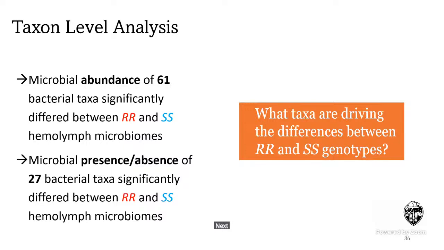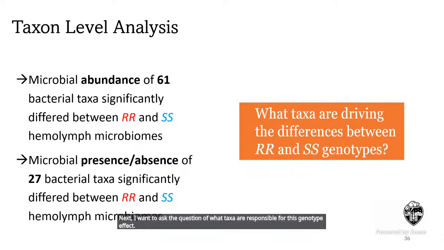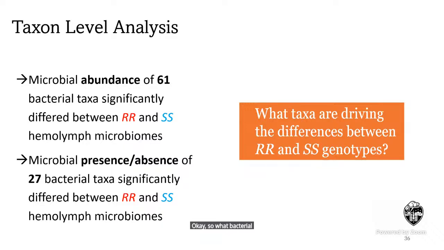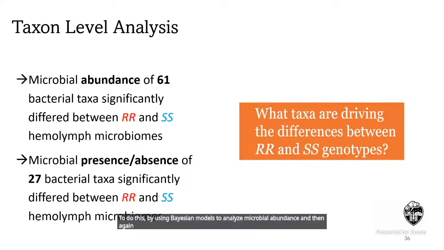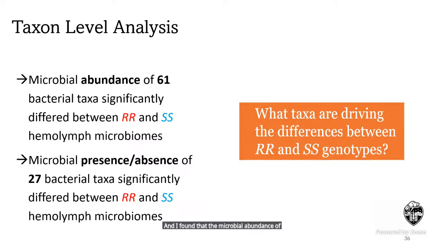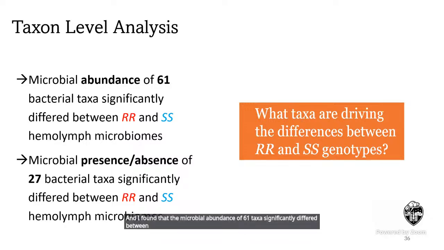Next, I wanted to ask the question of what taxa are responsible for this genotype effect. So what bacterial taxa are very different between the resistant and the susceptible snails? To do this, I used Bayesian models to analyze microbial abundance and then again, microbial presence or absence. And I found that the microbial abundance of 61 taxa significantly differed between RR and SS hemolymph microbiomes. And then in terms of presence absence, I found that 27 taxa significantly differed between RR and SS hemolymph microbiomes.